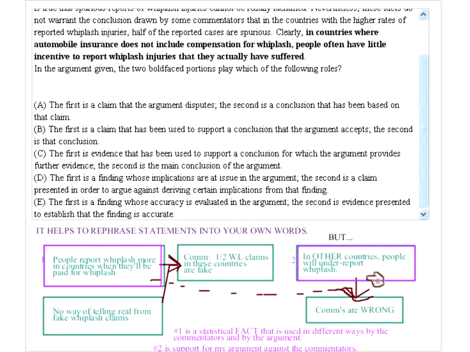To the question, why isn't it the main conclusion? It's because it's not a conclusion. Remember we used a therefore test, and we decided that this supports this, because these two are my argument. In other countries, people underreport whiplash, therefore the commentators are wrong. That makes sense. The commentators are wrong, therefore other people will underreport whiplash. That doesn't make sense. People aren't going to change their behavior based on what commentators say. So this is not a conclusion of anything, so it can't be the main conclusion. This is actually support offered for that conclusion.